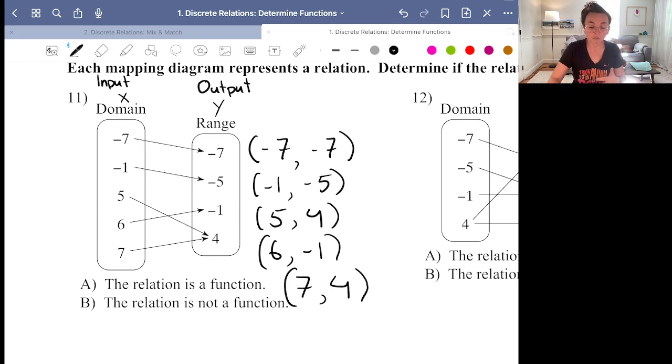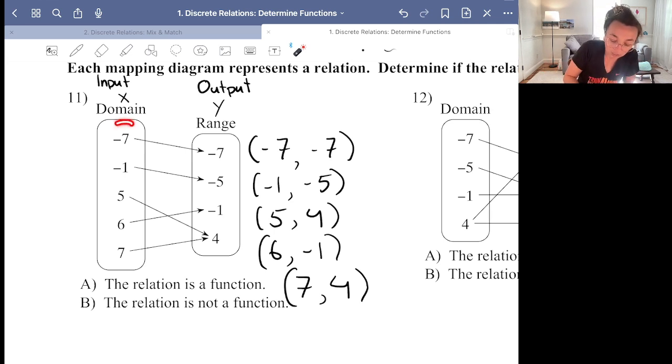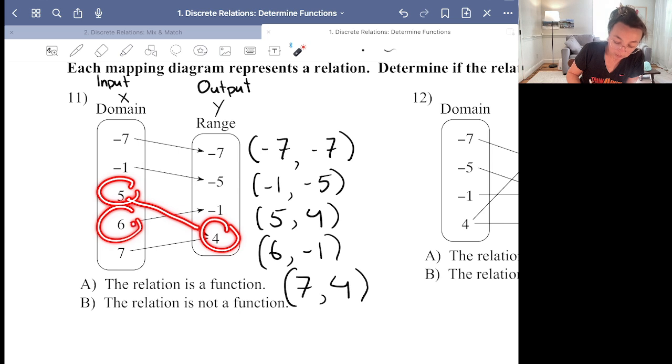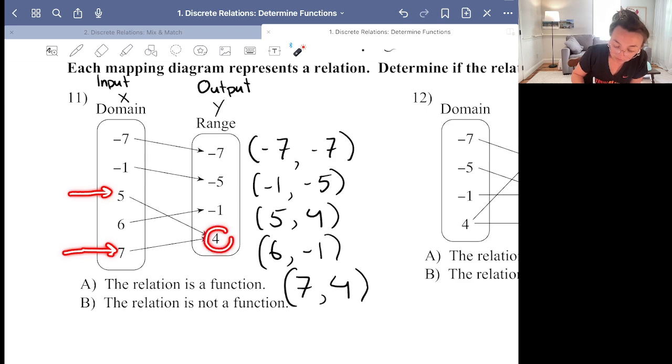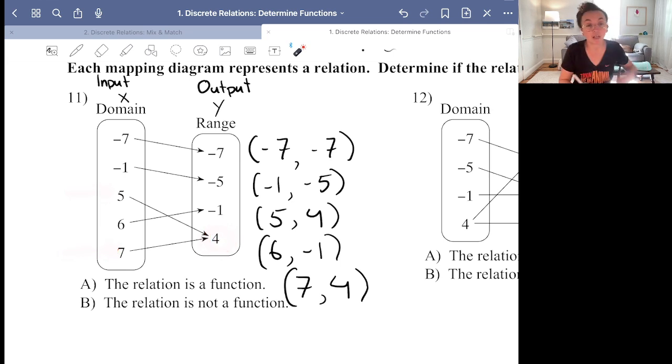So looking at our domain map, we put in one number, -7, and that gave us -7. We put in only one -1, and that's going to give us -5. We put in only one 5, and that's going to give us 4. We put in only one 6, that's going to give us -1. We put in only one 7, and that's going to give us 4. Now it's totally okay, because you can see here that that +5 and +7 gave the same number, 4. That's fine. We just can't have it the other way around. We can't input only one thing and have it give multiple outputs, all right?